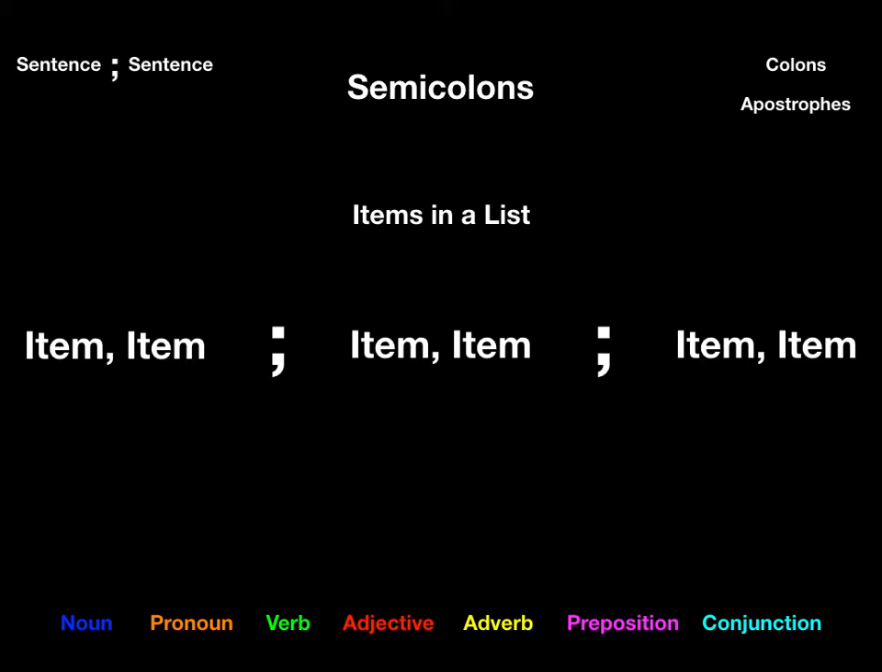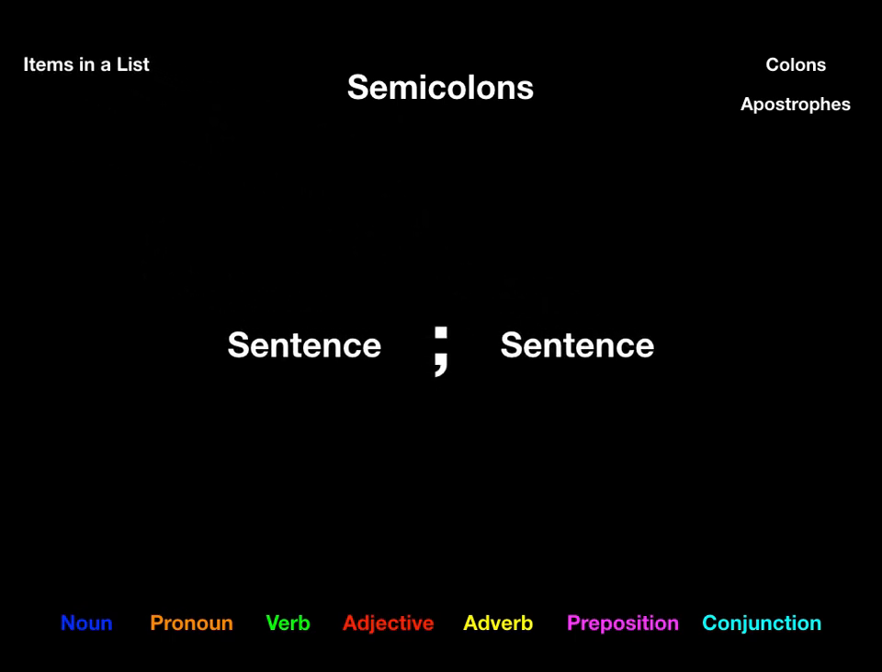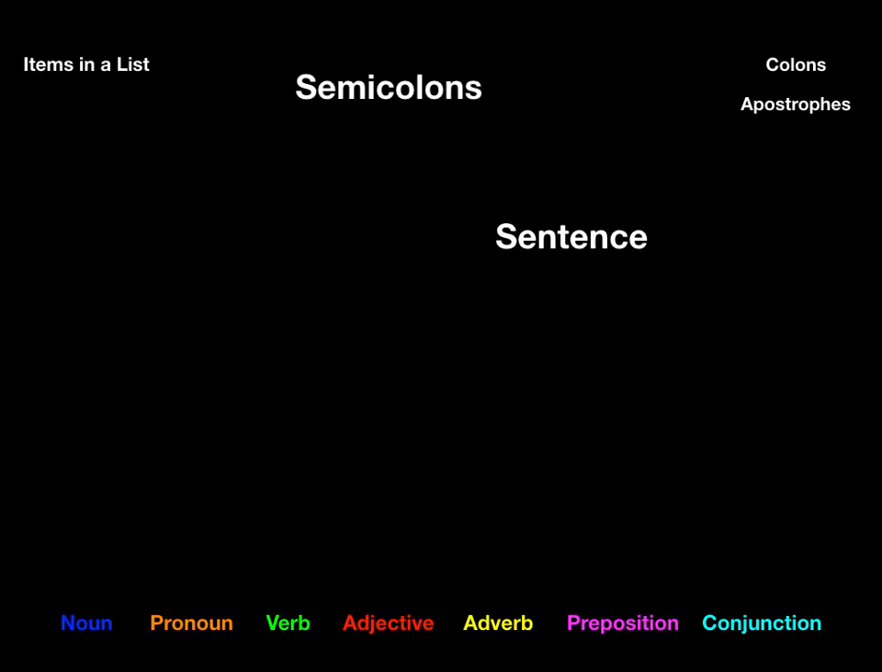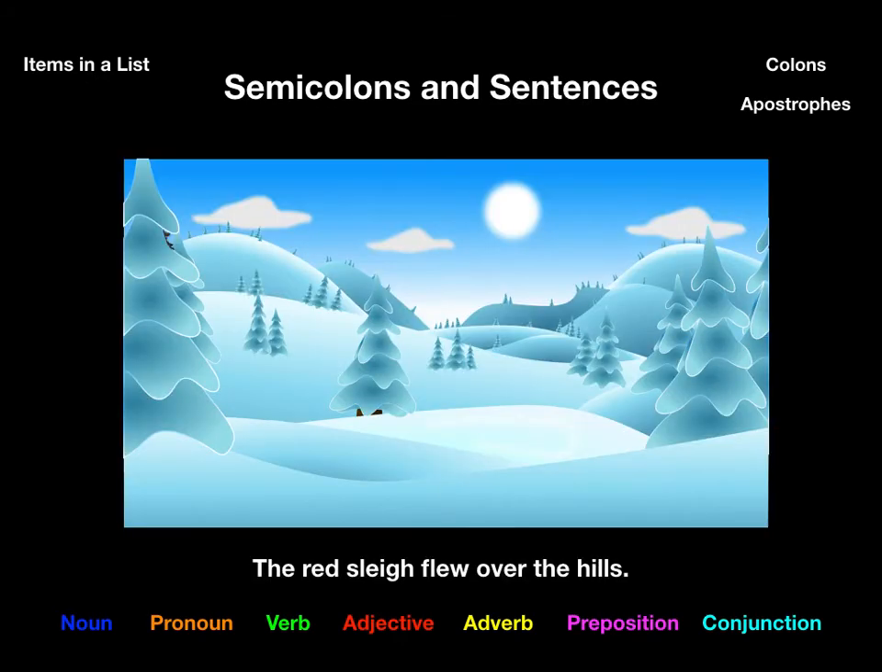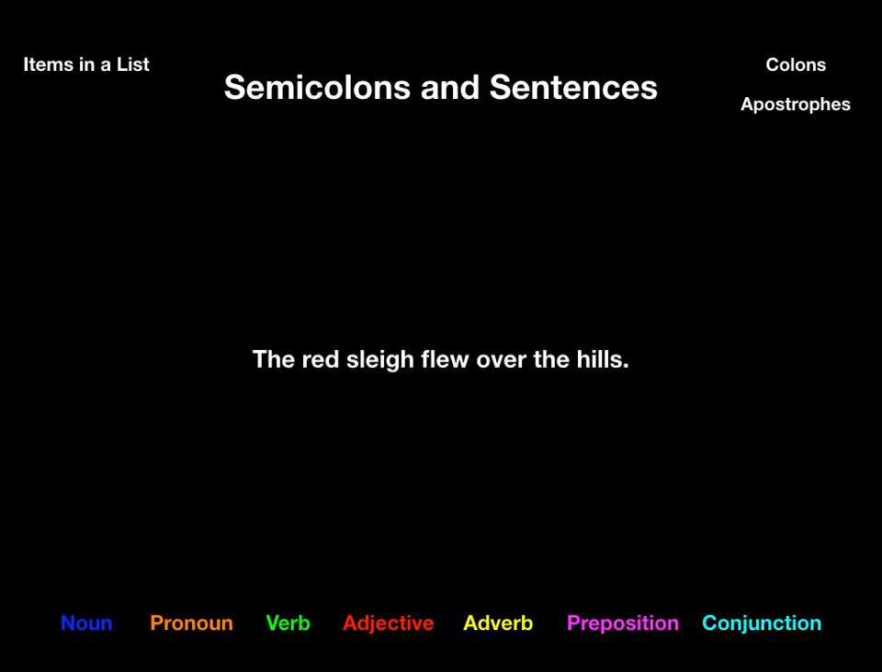Let's look first at how to use a semicolon between two complete sentences. When we are discussing sentences, we must remember that a sentence has a subject, a verb, and a complete thought. Let's take a look at the following example. The red sleigh flew over the hills. Within this example, we'll note that we have a verb, flew. We also have a subject, who or what flew over the hills? The sleigh flew over the hills. We'll also note that this sentence has a complete thought. The red sleigh flew over the hills can stand alone.